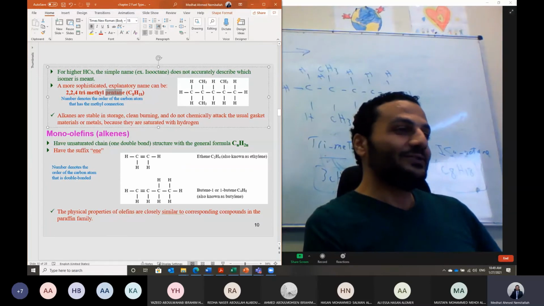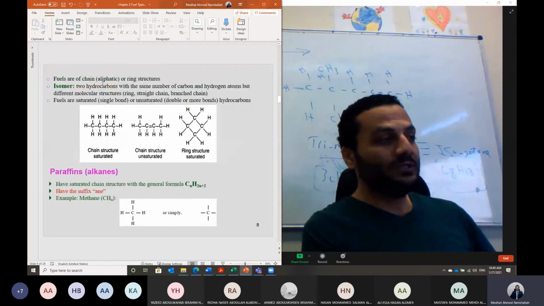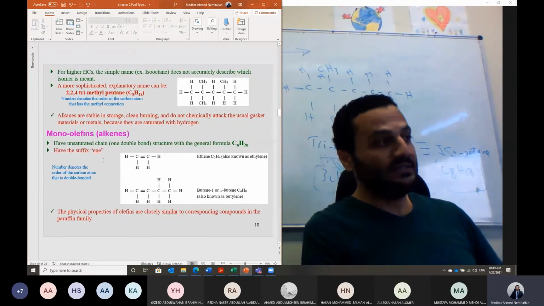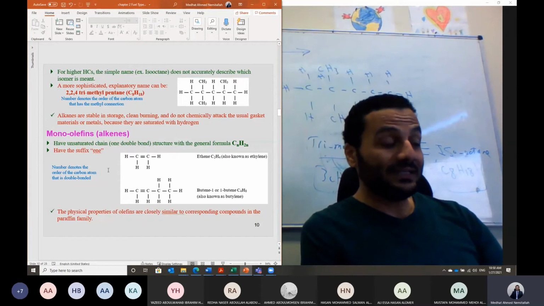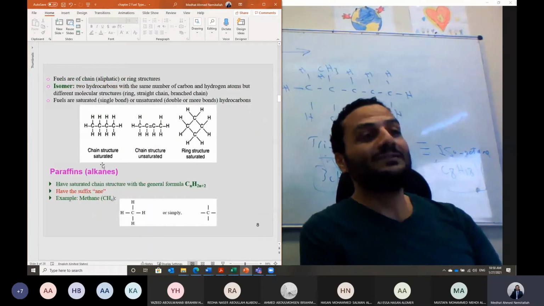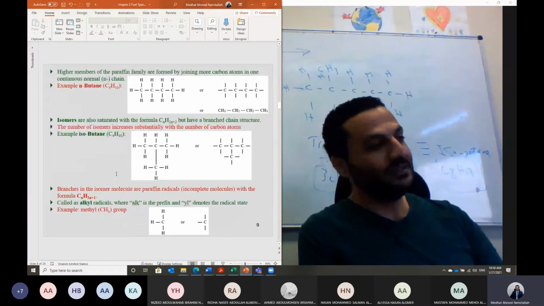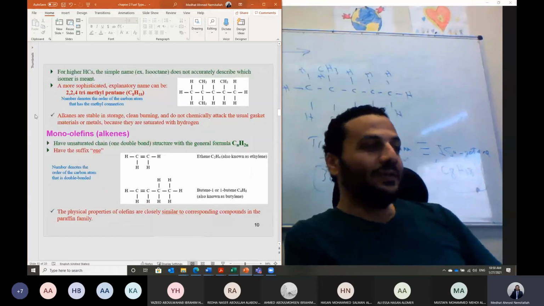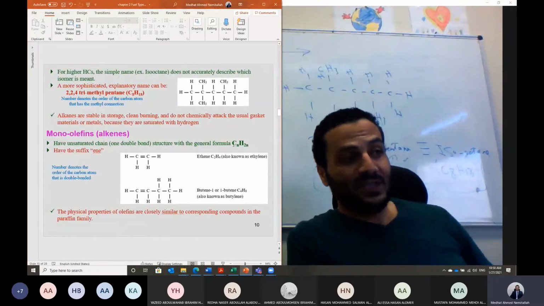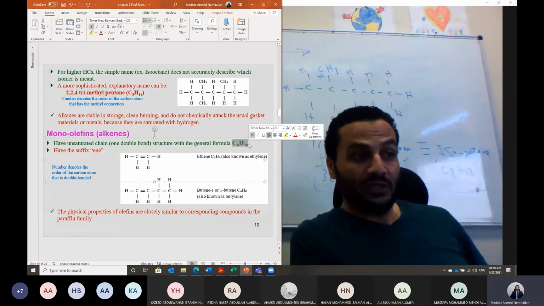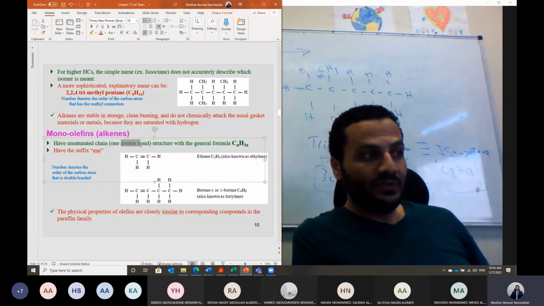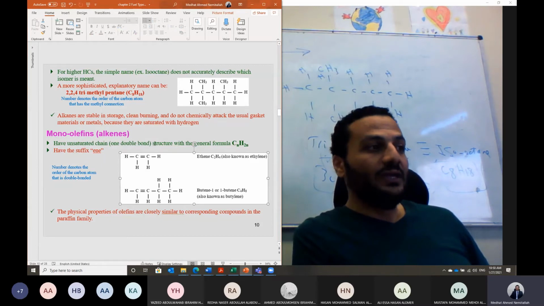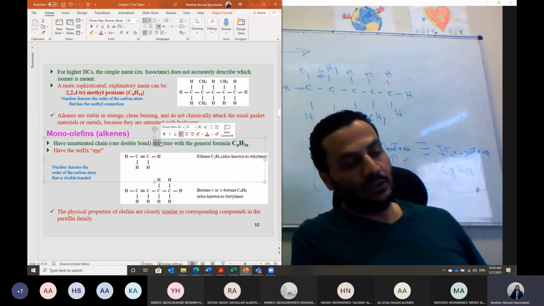Yeah. So this is the first family, Shabab. We call it the paraffin family. There is another family, we call it monoolefin or alkenes. So this is alkenes, E-N-E-S. But this is alkanes, we have A-N-E-S in this case. The alkenes family has the chemical composition CnH2n. It is unsaturated. We have one double bond between the carbon atoms, and it is of a chain structure.